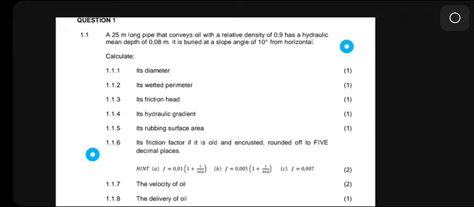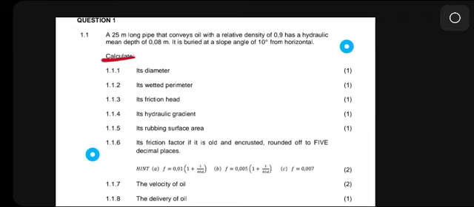Question 1.1 says a 25-meter long pipe that conveys oil with a relative density of 0.9 has a hydraulic mean depth of 0.84 and it is buried at a slope angle of 10 degrees from horizontal. Then it says, given 1.1, determine its diameter.